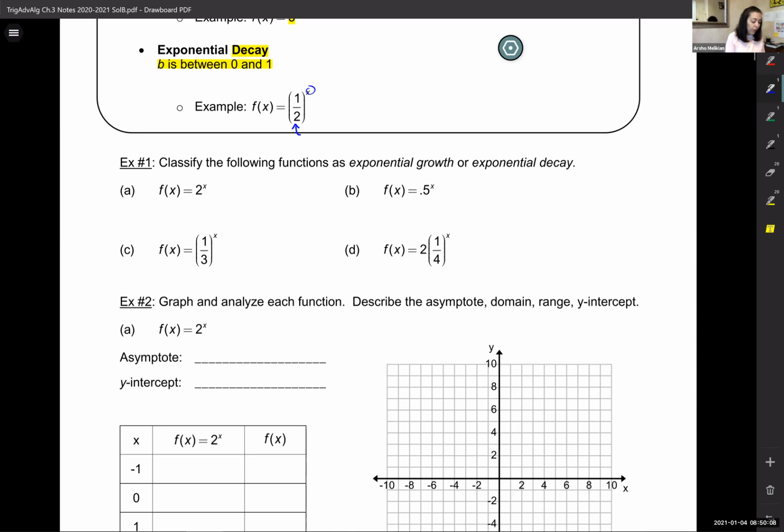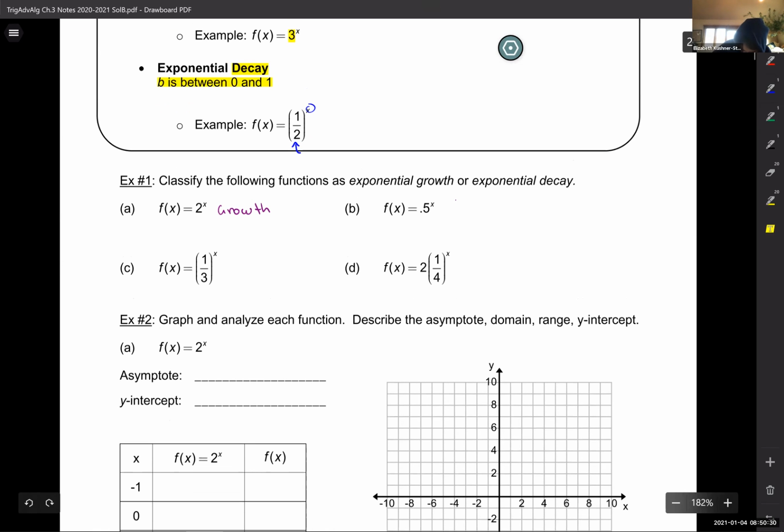Okay? All right, so let's take a look and see if some of these are growth or decay, right? So the first one, A, you have f of x equals 2 to the x. So what do you guys think? Somebody shout out at me. Is that growth or decay? Growth. What about B, 0.5 to the x? Decay. What about C? Decay again, because this number is less than 1, greater than 0, right? Between 0 and 1, decay.